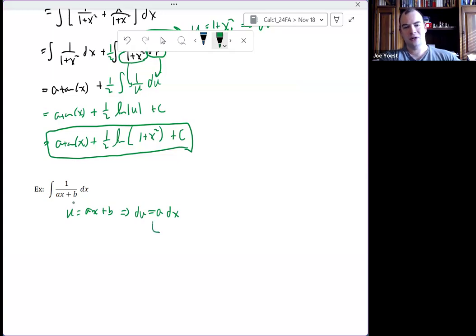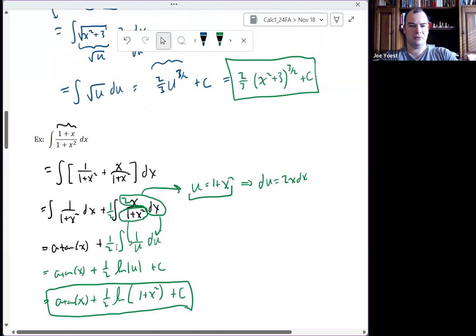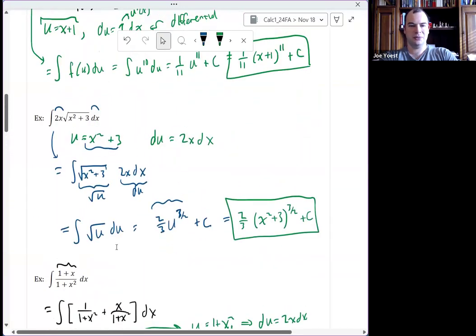Sometimes what people do, and I don't recommend this at the beginning, after you get pretty good with the substitution rule, it's not a big deal to do this. But sometimes what people will do is they'll flip this around and say dx equals 1 over a du, and then they'll just swap 1 over a du in for dx. This is kind of an okay thing to do, but I don't recommend doing it initially. I wouldn't recommend doing it until maybe Calc 2 when you're dealing with more challenging integrals and substitution rule. And the reason is that it's easy to convince yourself that something works when it doesn't.